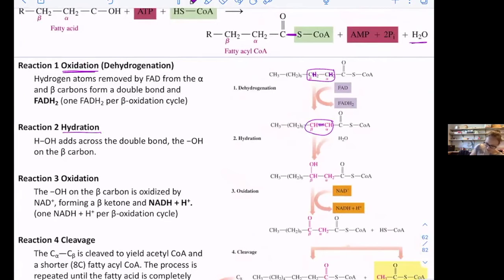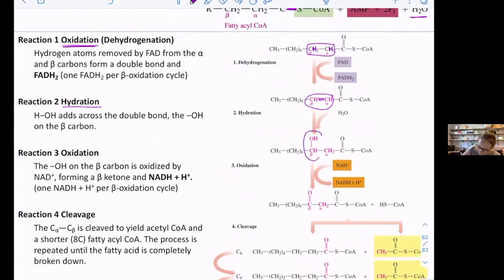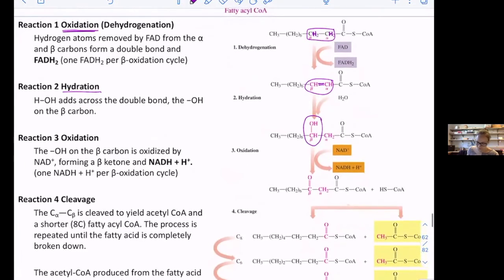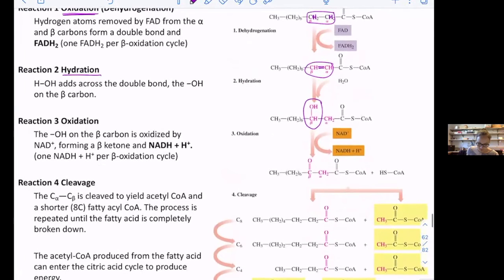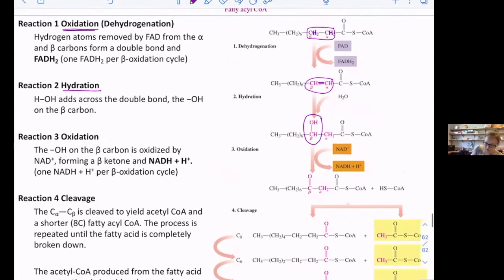Step number 2 is called a hydration reaction. We know what these are from chapter 12. That double bond, we're going to add an OH across the double bond, and the oxygen is going to go on the beta carbon. So that carbon now has an oxygen at the beta carbon. Then reaction number 3 is another oxidation reaction. The OH on the beta carbon is oxidized by NAD+. We had FAD in the first step, but now we have NAD+ in the third step, forming a beta ketone and NADH plus H+.